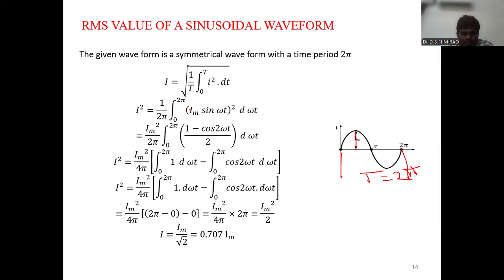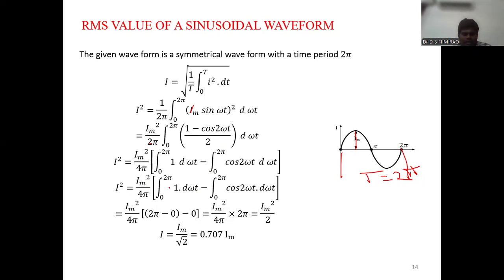Here the constant term Im square by 2 pi of integral 0 to 2 pi. Sin square theta can be written as 1 minus cos 2 theta by 2. In this way we write 1 minus cos 2 omega t by 2 into d omega t. Next, Im square by 2 into 2 pi, that is 4 pi, of integral 0 to 2 pi 1 d omega t minus integral 0 to 2 pi cos 2 omega t d omega t. Next, Im square by 4 pi into integral 0 to 2 pi 1 d omega t minus integral 0 to 2 pi cos 2 omega t d omega t.